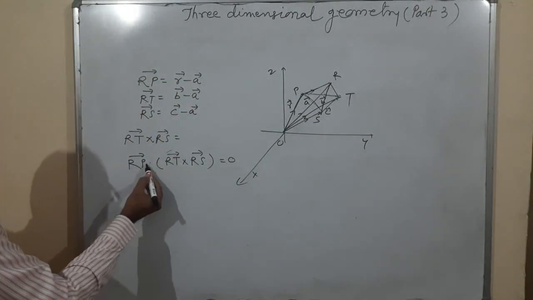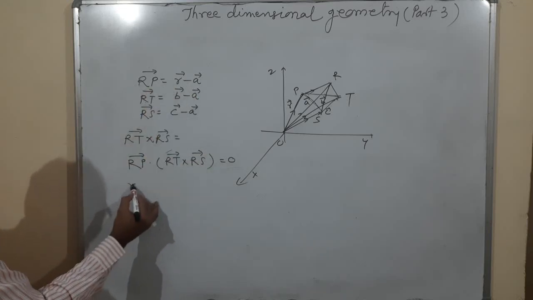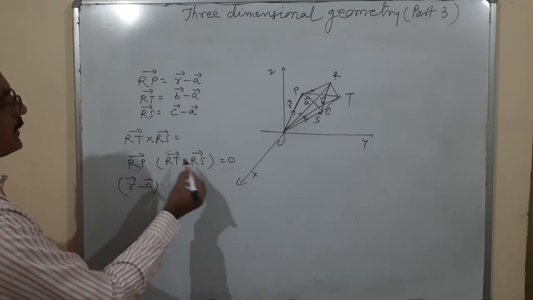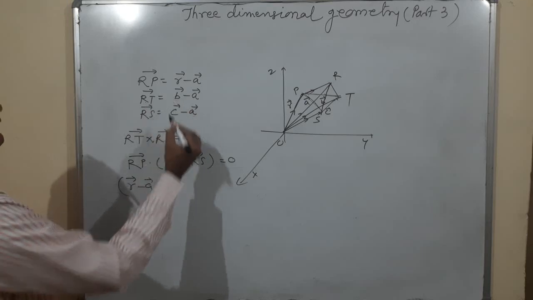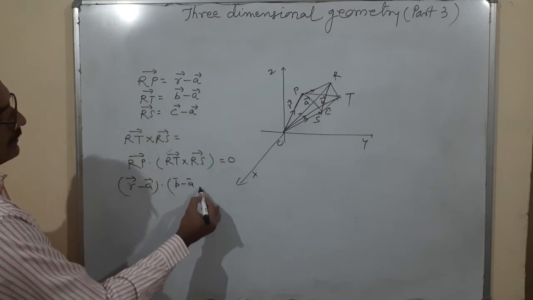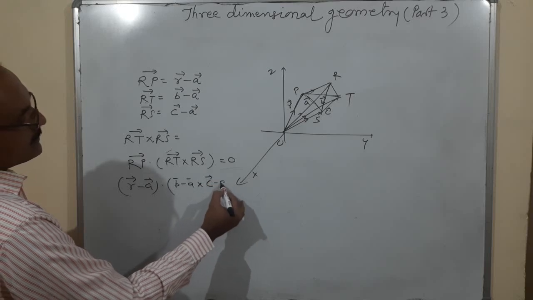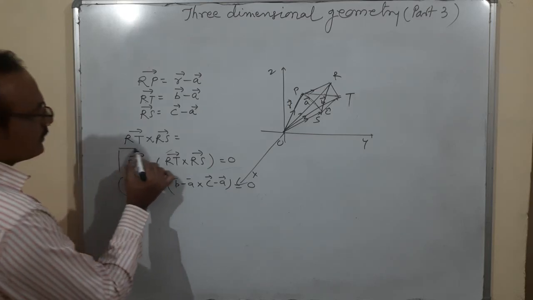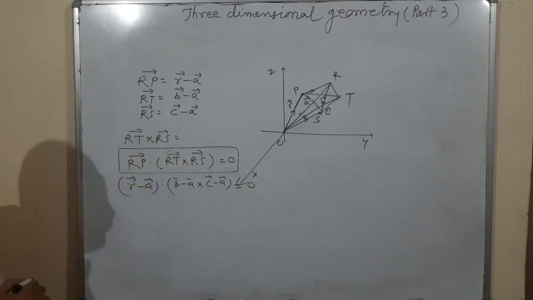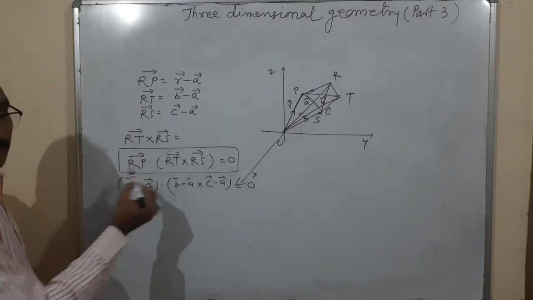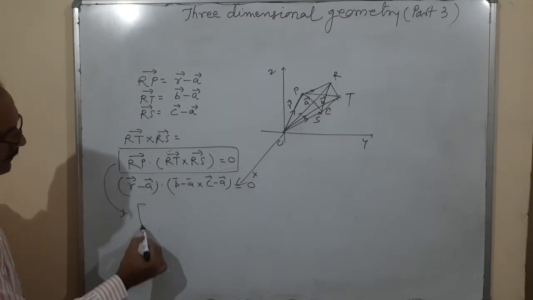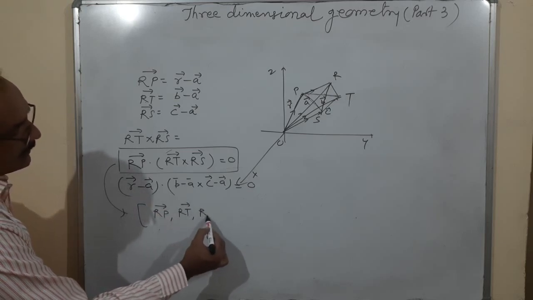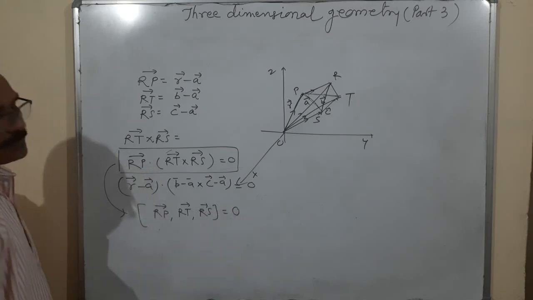And what does it mean? RP, that means vector R minus A, dot RT cross RS. RT is vector B minus A, cross RS, C minus A, is equal to 0. Okay. And by the way, this is called scalar triple product. And this scalar triple product can be written as vector RP, RT and RS is equal to 0.